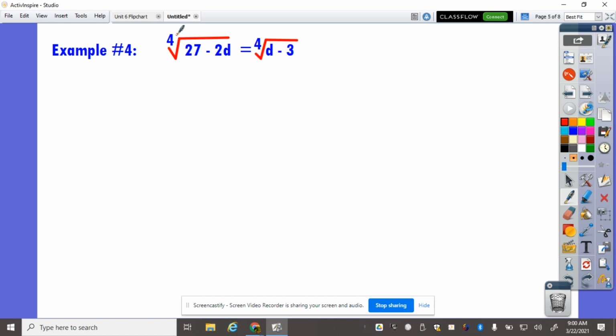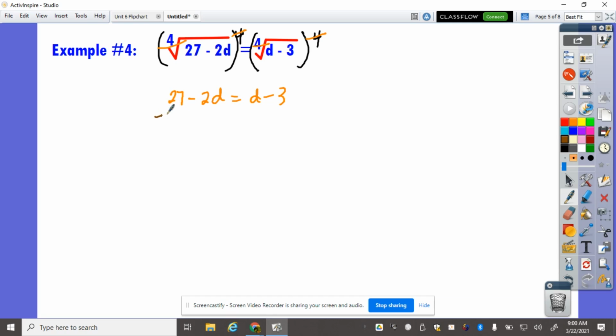Example number 4. The fourth root of 27 - 2d is equal to the fourth root of d - 3. Here is really very simple. If both sides of the equation have radical signs with exactly the same index and there's nothing beside them anymore, you just have to raise both sides to the fourth power. Look what happened, guys. When you raise to the fourth power, this cancels out, that cancels out. No radical sign is left. It will just be 27 - 2d equals d - 3. And just solve it like a linear equation.